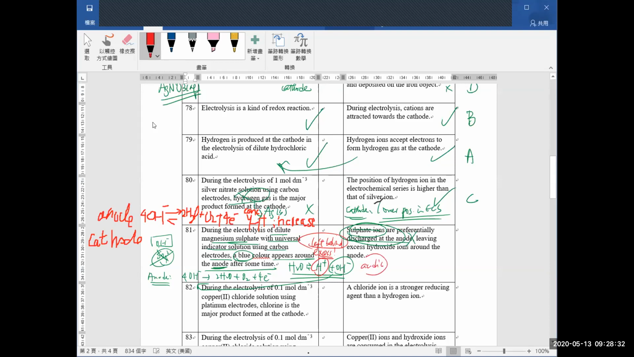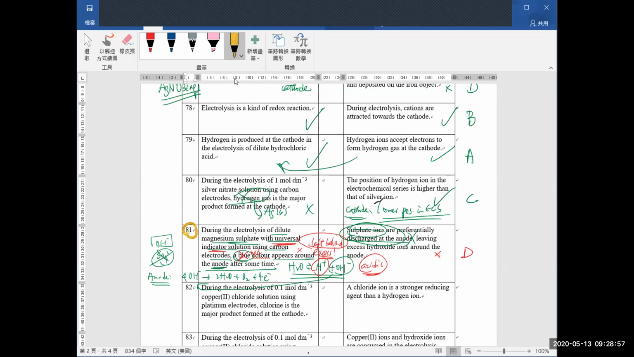So if the solution becomes more acidic and I use universal indicator, instead of blue it's nearly red or orange, right? So the first statement is not correct, the second statement is not correct, the answer is D. You understand? So put a star here, because that question mostly appears in long questions. 82. 82. Choi Garwin.